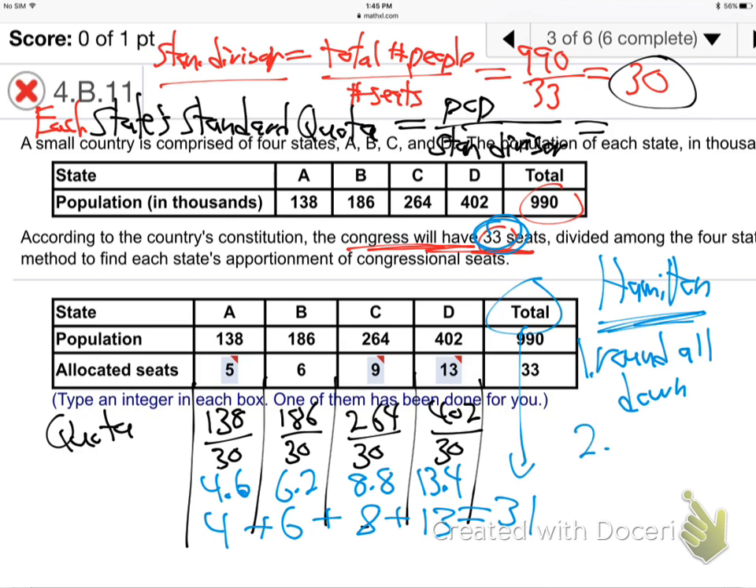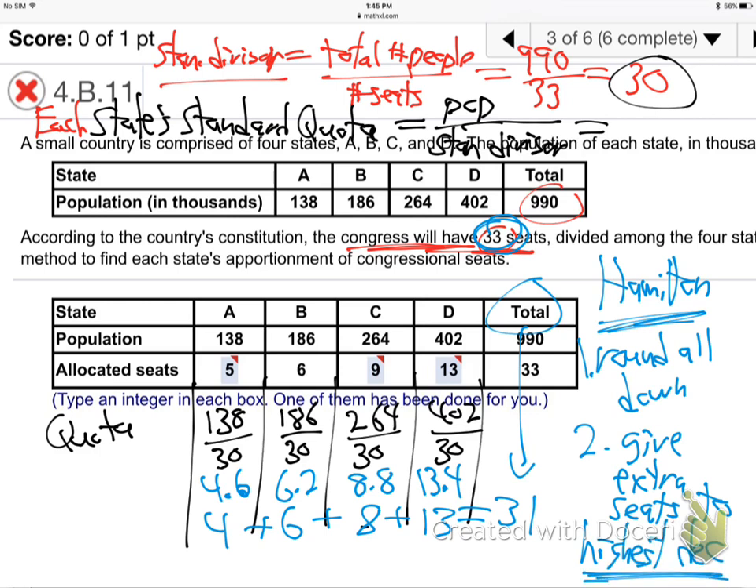What are you going to do with those extras? Give extra seats to the highest decimals, which makes sense, doesn't it? I think who's this? Hamilton. Hamilton's method. This makes a lot of sense.